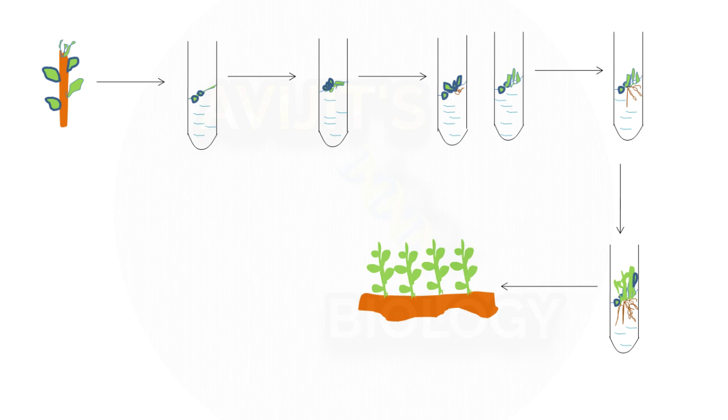This is how we can generate a whole plant from a tissue of a plant, and this plant will be the same as the plant which we have selected for collection of tissue for our micropropagation process. These are the different stages which are involved in the process of micropropagation.